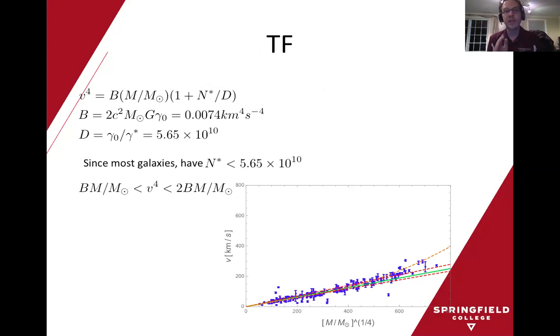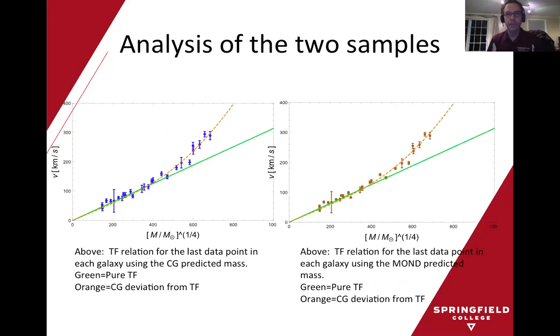This is very important for our discussion because most galaxies are slightly smaller than that 5.65 times 10 to the 10, especially the dwarf galaxies, right? We can then get a range for what is an acceptable value for the Tully Fisher relationship. And we can also test it against this departure that conformal gravity predicts, okay? So if we do this for the 2 samples, okay?